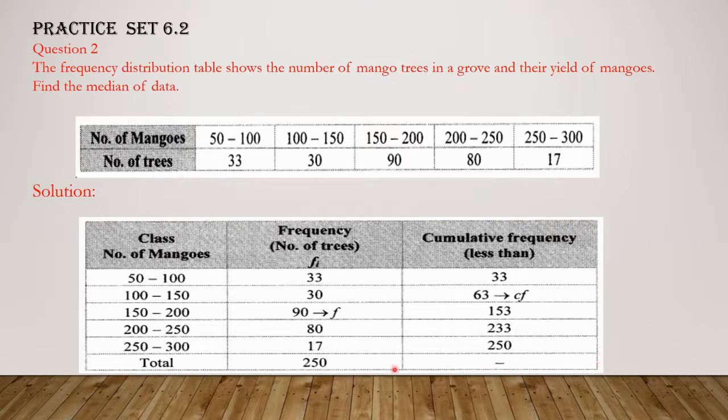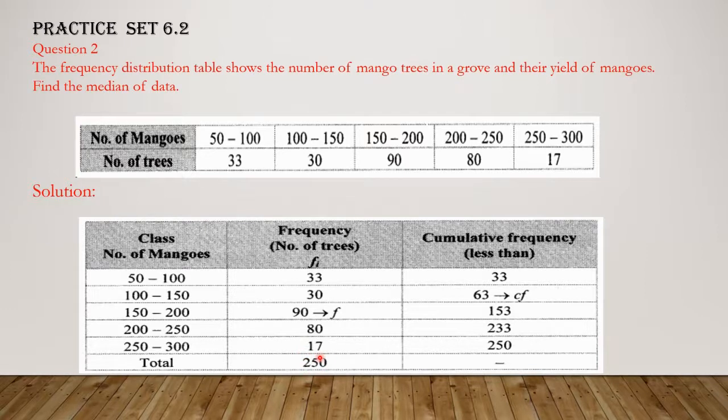In this table, we need three columns. The first column is the class, the second is frequency Fi, and the third is cumulative frequency. The classes are 50 to 100, 100 to 150, 150 to 200, 200 to 250 and 250 to 300. The corresponding frequencies are 33, 30, 90, 80 and 17. In the last row, the sum of the frequencies is 250.